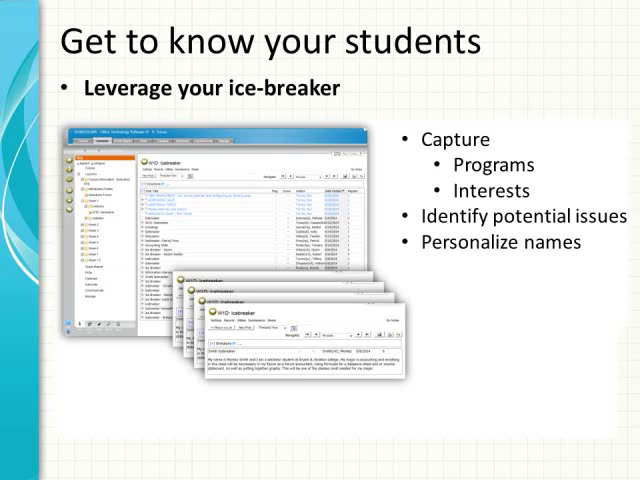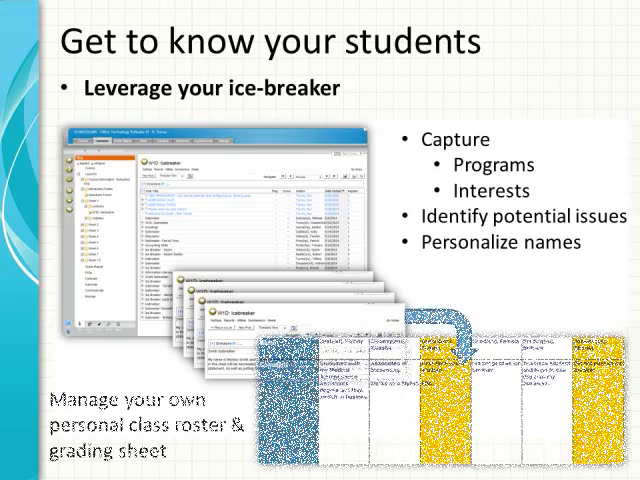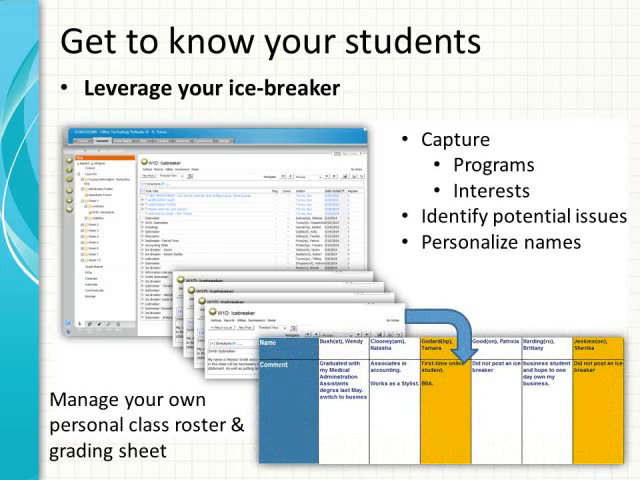My name is formally Ronald Torres, but my mother only ever calls me that when she's very angry. I go by the name of Ron. And as an instructor, I need to know what my students like to be called. And what you might need to do is to manage your own personal class roster or grading sheet to capture that information and use highlighting to identify those potential issues.